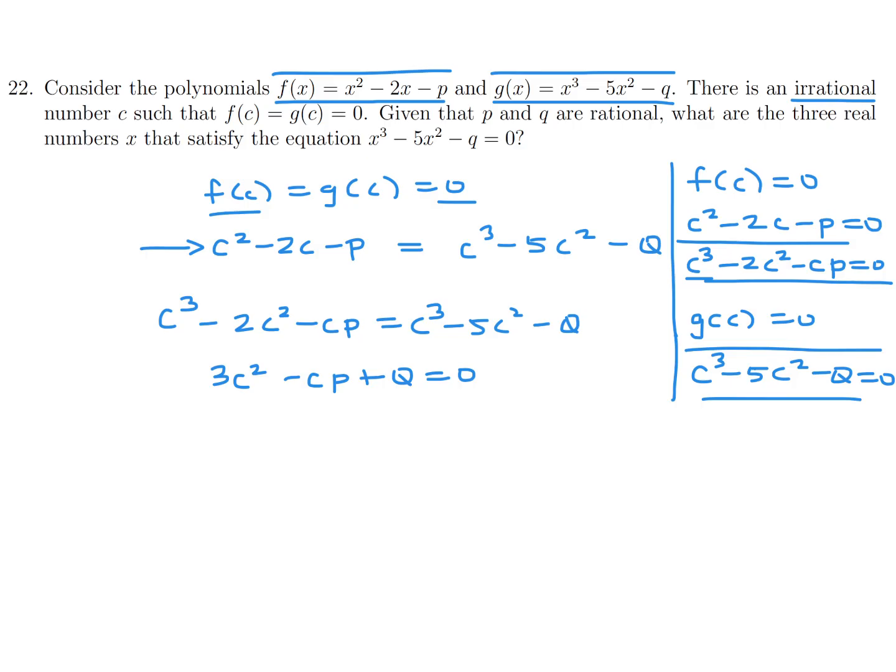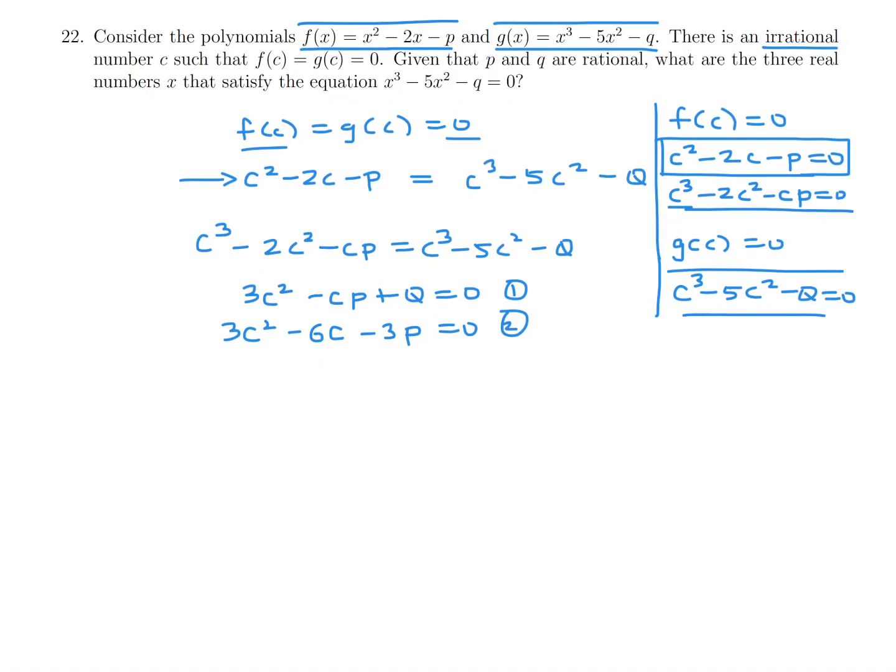That is helpful. Yeah. And then, where is it? Over here, that guy, if I multiply that one by 3, it'll be 3c squared minus 6c minus 3p is equal to 0. Let's call this equation 1. Let's call this equation 2. And then I think at this point, if I did 2 minus 1, I could get something. And a few things would disappear.